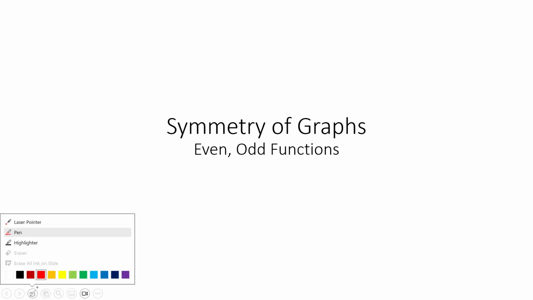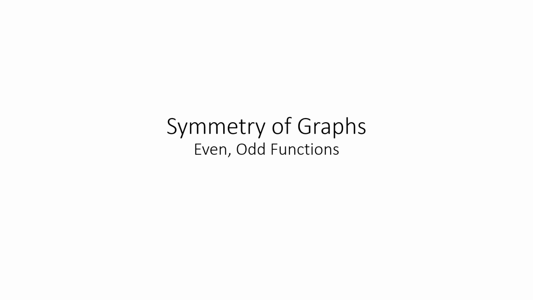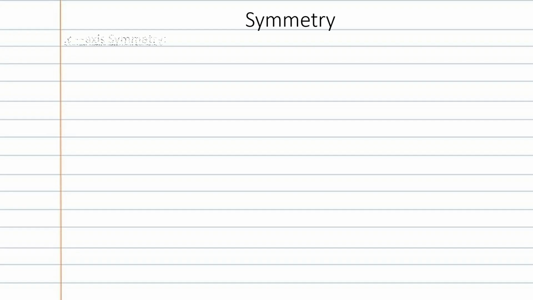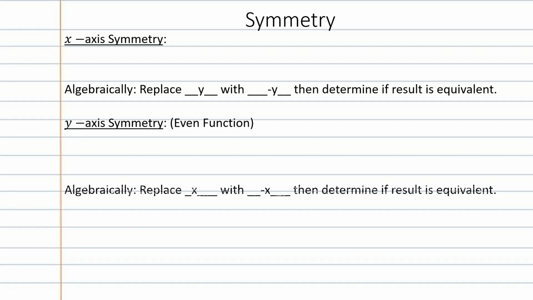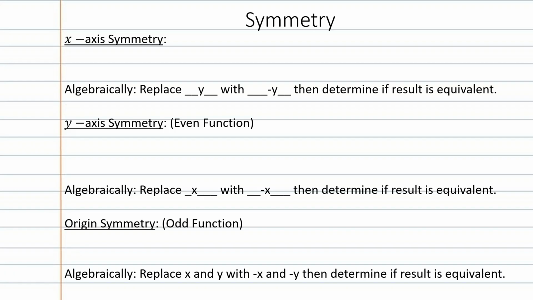We are going to go over the symmetry of graphs, including even and odd functions, and how to determine which is which. So, we can have x-axis symmetry. And in order to determine whether something is symmetric with respect to the x-axis, what we can algebraically do is replace y with negative y and determine if the result is equivalent.